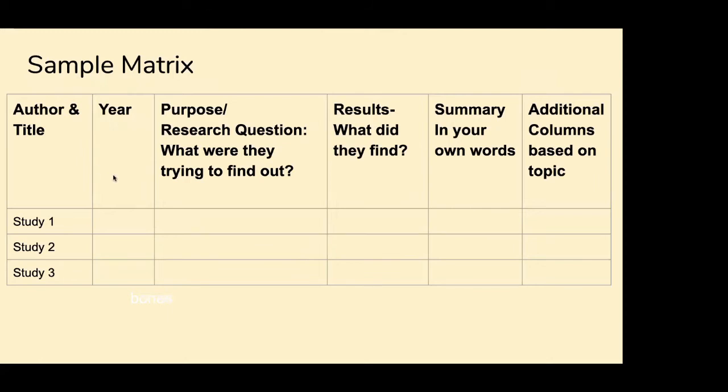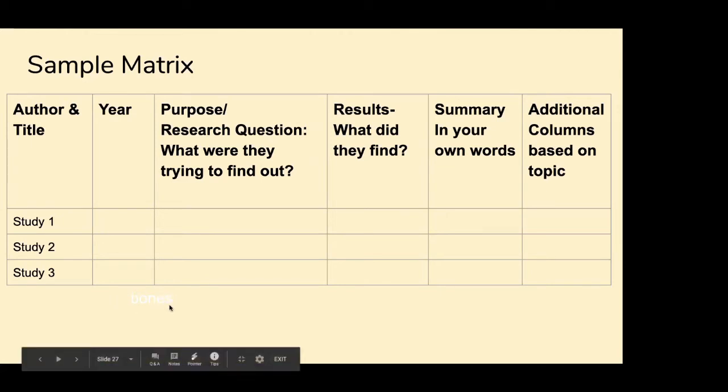So here's a sample straightforward matrix. You would be filling it out horizontally. By the way, when I do that, can you see my cursor going across or no? Yes. Also, you can see my 9-year-old wrote bones in white text down at the bottom.